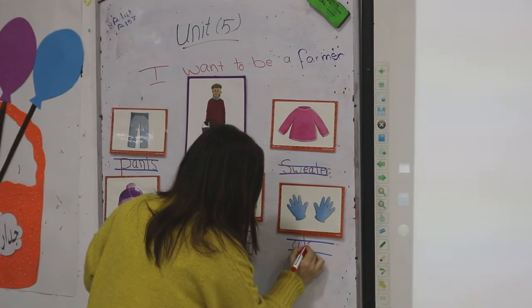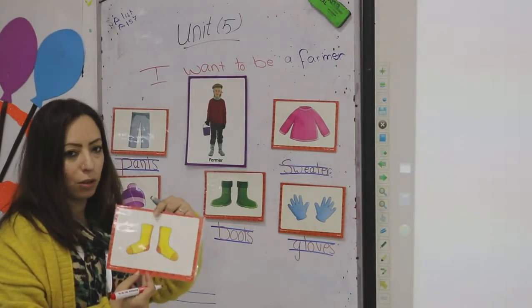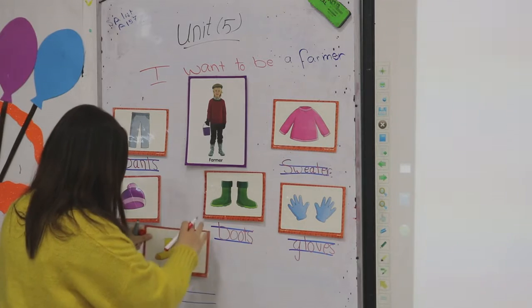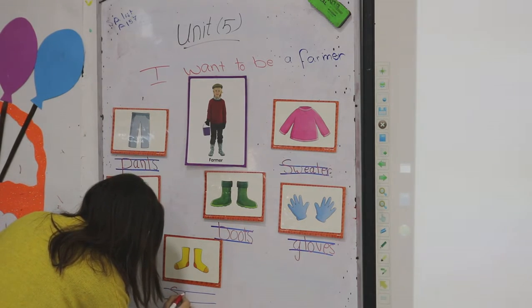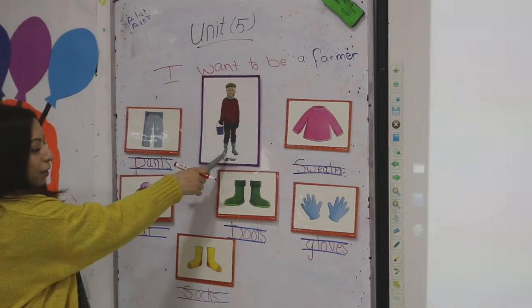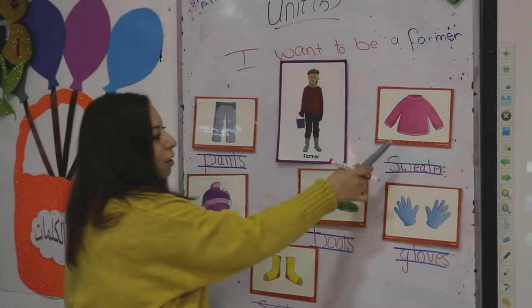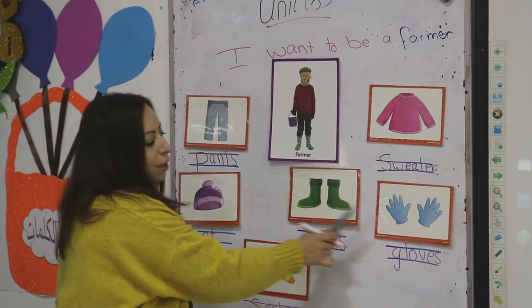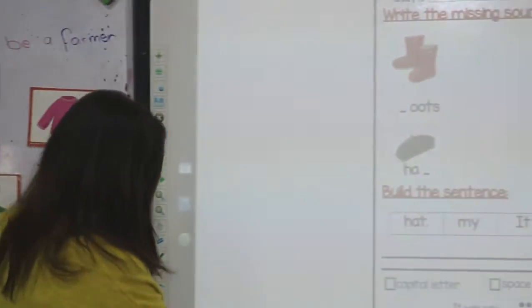G. Gloves. And the last one here, socks. So, our new vocab again: farmer, pants, hat, socks, sweater, boots, gloves. Let's move to another page.